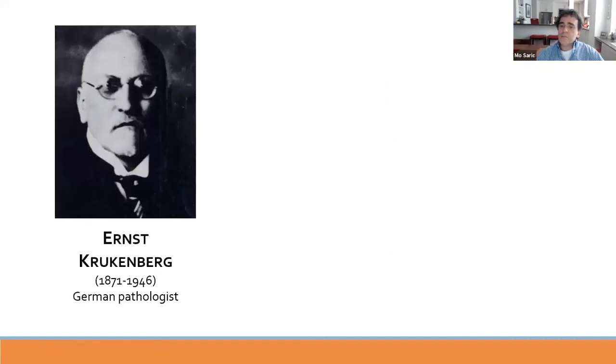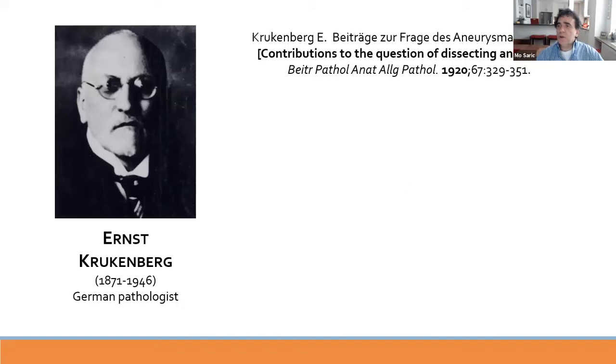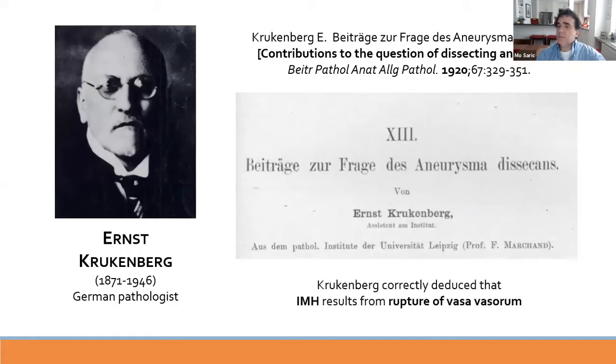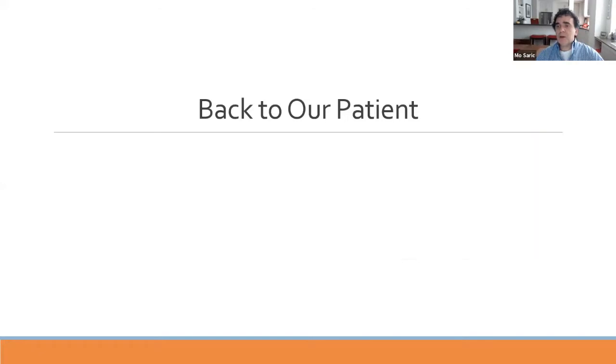Here's Ernest Krukenberg, a German pathologist, who published contributions to the question of dissecting aneurysm, and this is where he actually described intramural hematoma. He correctly deduced that intramural hematoma and subsequent dissection result from rupture of vasa vasorum in the aortic wall. Back to our patient.